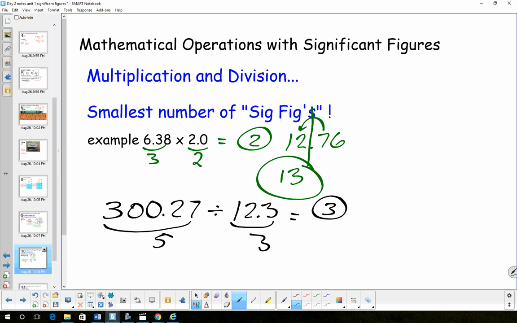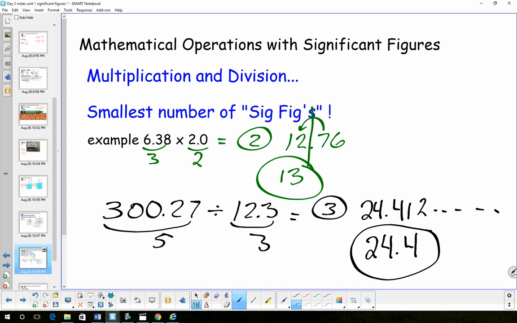Oh, sounds gross, huh? 24.41. Okay, I can only have 3. What am I going to report? 24.4. Done. Because I cut it off here after 3. I look at it. It's a 1. I drop it. Okay, does that make sense?